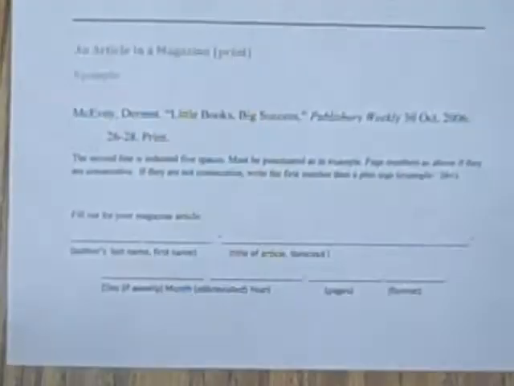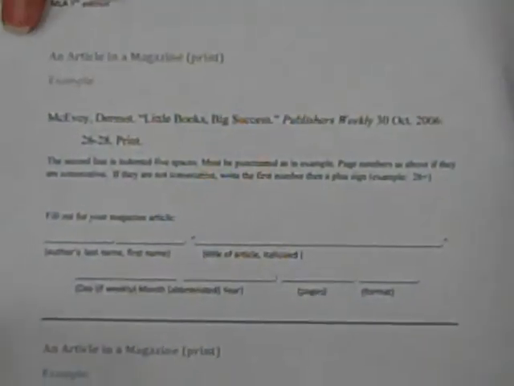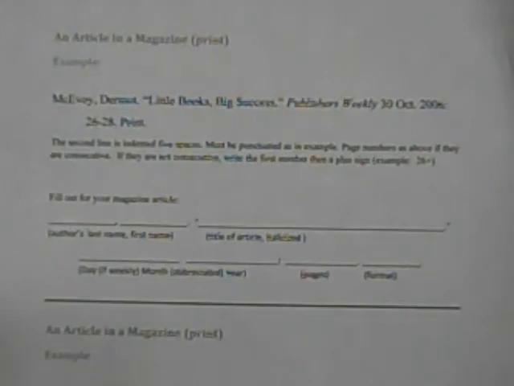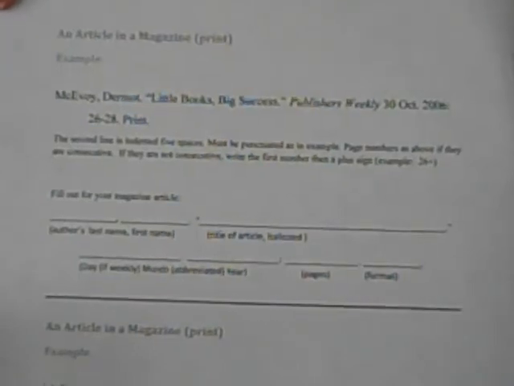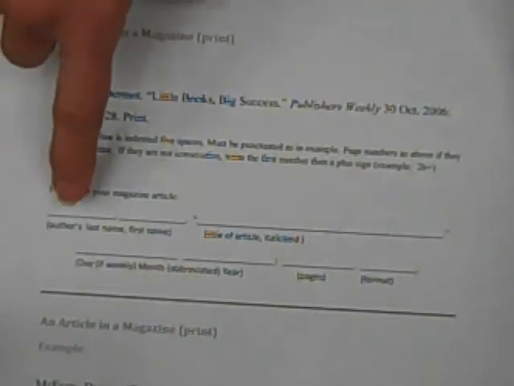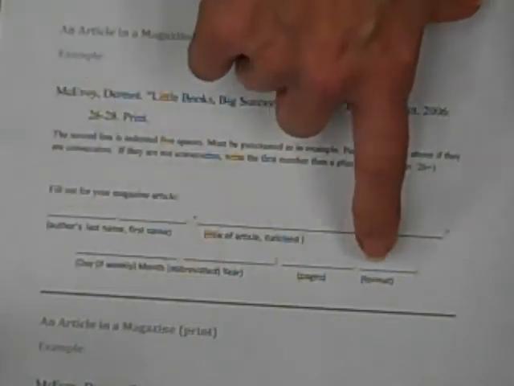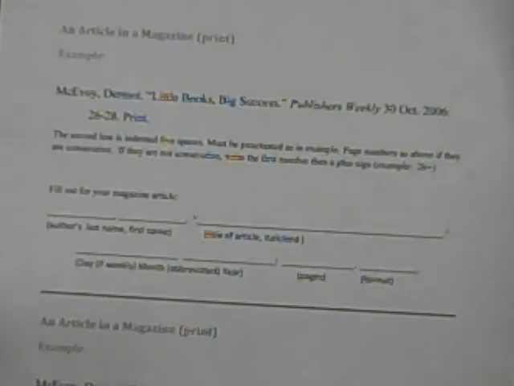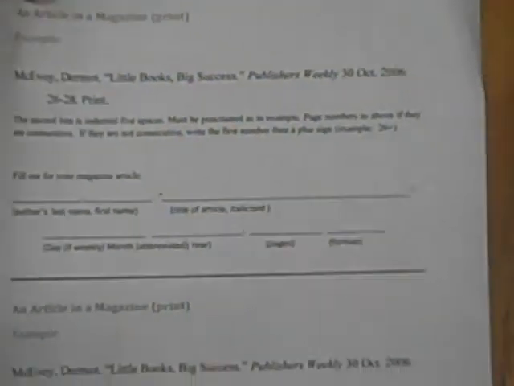You will get a source sheet for each of your sources. This simply means that you get some information about that source. For example, if you had a magazine article, you would get an article in a magazine source sheet. You would fill out the information required on there. Then you would read your source and you would take notes in your Cornell Notes format.